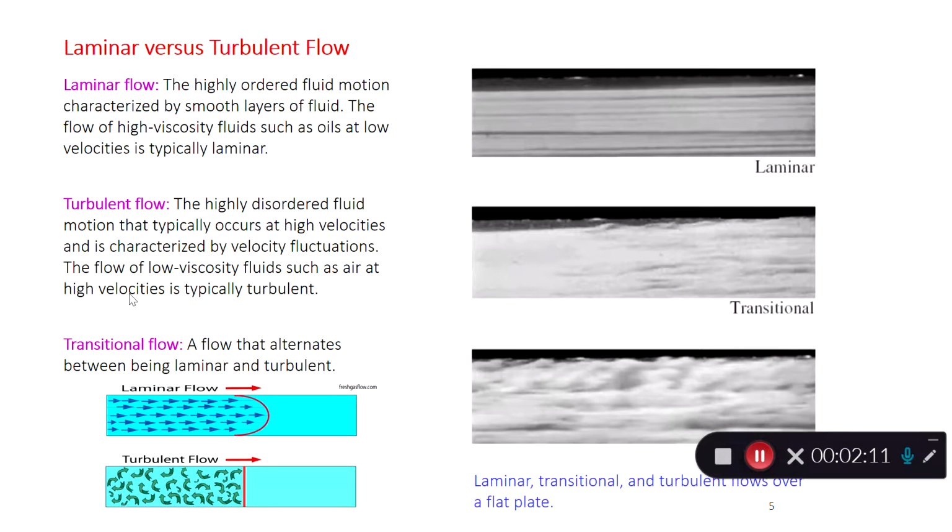The next classification is laminar versus turbulent flow, which also has one whole chapter dedicated to it at the end of the subject. In simple words, laminar is when the flow is smooth, turbulent is when the flow is not smooth, it's very chaotic, and transitional is in between.